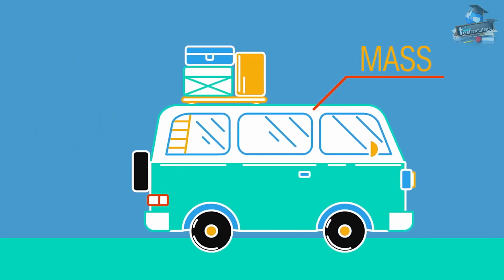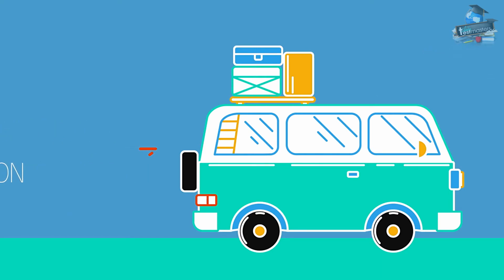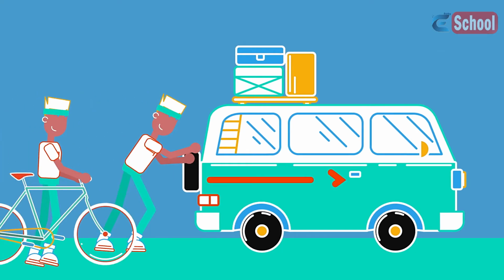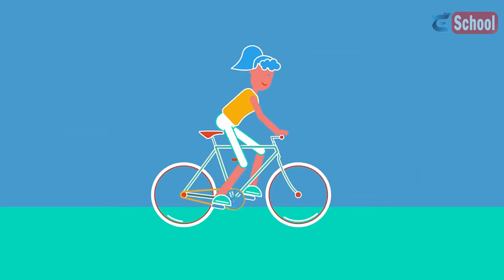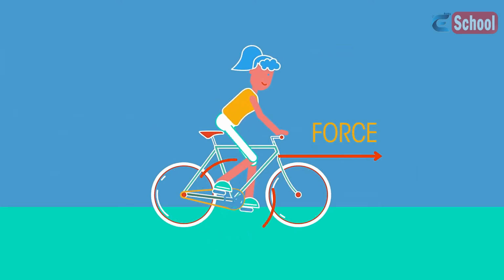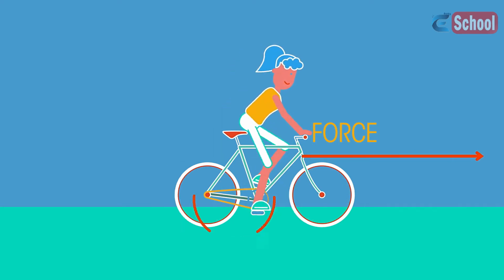The larger the mass of an object, the larger is the force needed to change the direction or its speed. Think of trying to push a car compared with a bicycle. Also, the faster you want something to get moving, the bigger the force needed. Think of pedaling a bike. The harder you push, the quicker you get going.